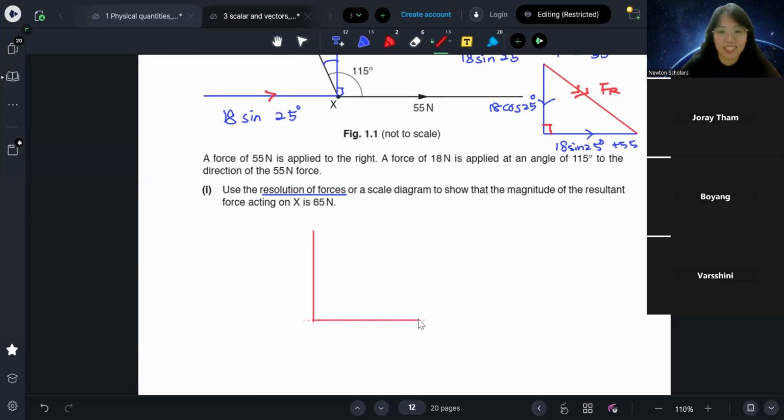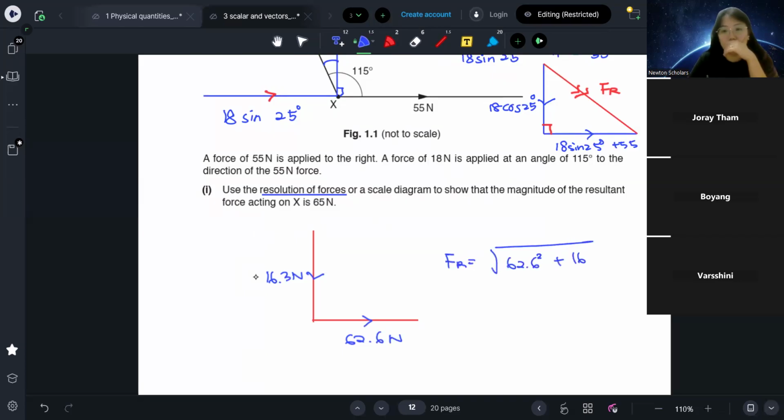Okay, well, I help you a bit. Here, this one, after that, they calculate, if not mistaken, 16.3 Newton. Here, they add it up together, they get 62.6 Newton. So the resultant force, basically, they're using Pythagoras theorem, which is 62.6 square plus 16.3 square. So at the end, if you got calculator, you should get 64.7 Newton. So we show 65 Newton.